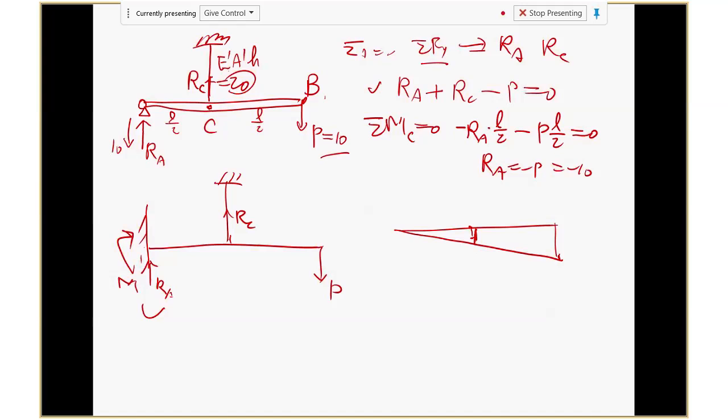Yes, because you know RC, right? We already know the delta of the bar equals RC times H over E'A'. So you can find how much point C moves. Okay, then the point B has to move twice that distance. That's the first part. The second part, the beam is going to deform, right? Okay, can we find out how much the beam is bending?